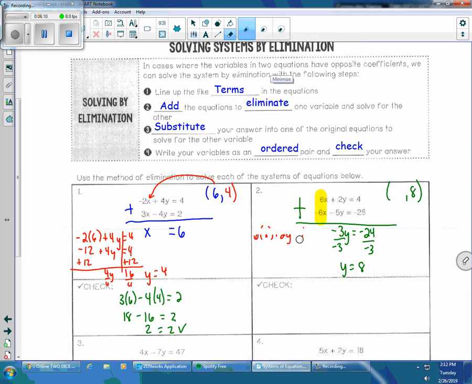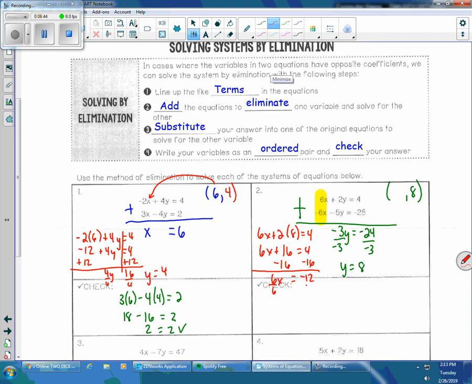Hopefully you were not writing in pen, because I just plugged in my y value into my x and I didn't realize it. So it's going to be actually 6x plus 2 times 8, because I solved for y first, equals 4. So 6x plus 2 times 8 is 16, equals 4. Now I've got to subtract 16 from both sides, and 6x equals 4 plus negative 16, which is negative 12. Divide both sides by 6, and x equals negative 2.